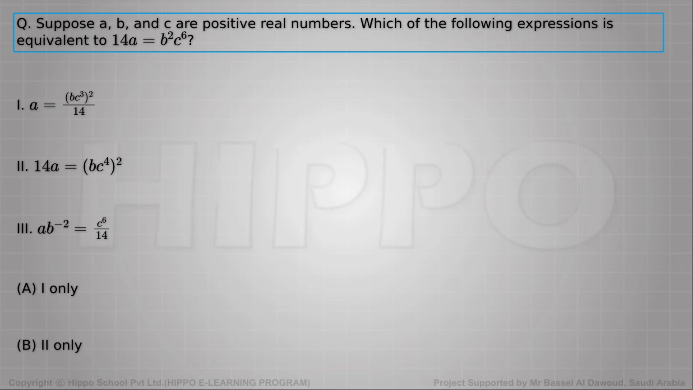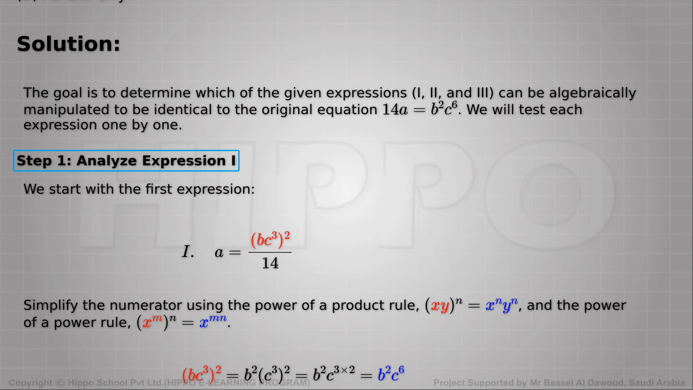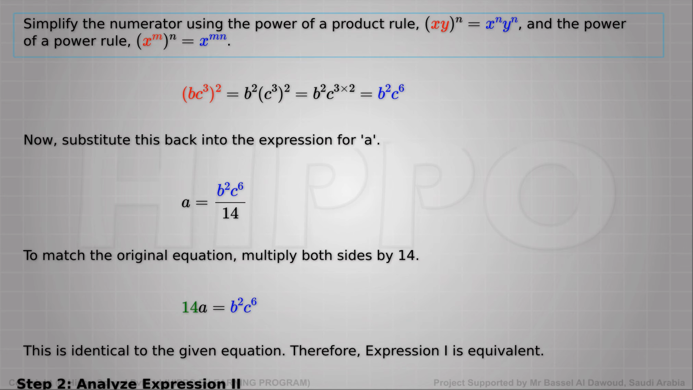Let's get started. All right, let's dive into expression 1. As you see on the screen, it is a equals the quantity bc cubed, all squared, divided by 14. Our goal is to simplify this and see if we can make it match our target equation, 14a equals b squared c to the sixth. The first thing we need to do is simplify the numerator, which is bc cubed squared.